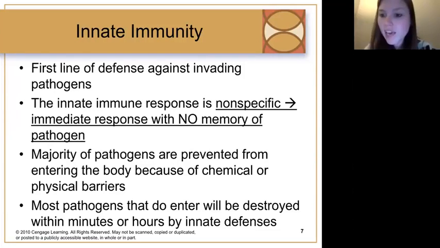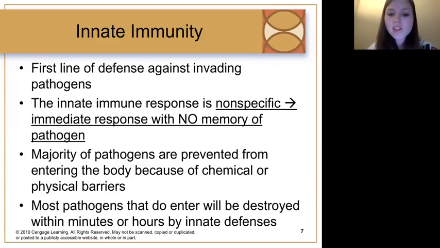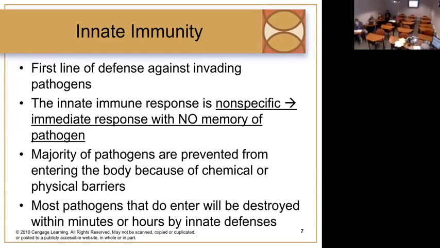Innate immunity, I don't know if anyone remembers: when babies are born, how do they get a little bit of immunity? From the mother's milk. Right, yeah. So that will help jumpstart their immune system. And we'll talk about that again in a second.